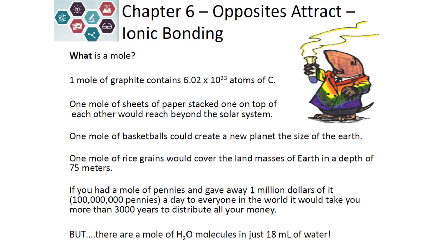But if we had a mole of sheets of paper and we stacked one on top of each other, it would reach outside of our solar system. So when we get into much larger quantities, this is a huge number. 6.02 with 21 zeros behind it. 1 mole of basketballs would create a planet about the size of Earth. If we had 1 mole of rice, it would cover all of the land on Earth 75 meters deep.